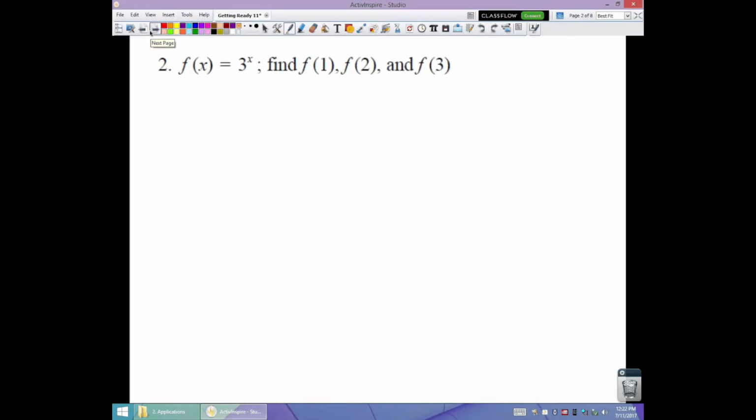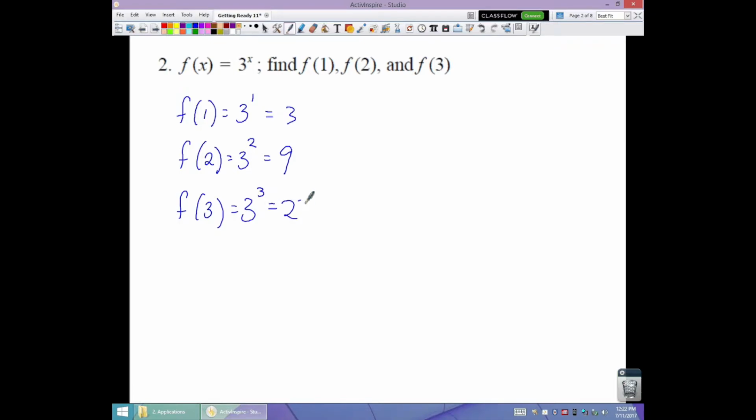Number 2, same kind of equation, same directions. We're going to find f of 1, 2, and 3, but now our equation is 3 to the x power instead of 2 to the x. So f of 1 is 3 to the first, or 3. F of 2 is 3 squared, which is 9. And f of 3 is 3 to the third, or 27.